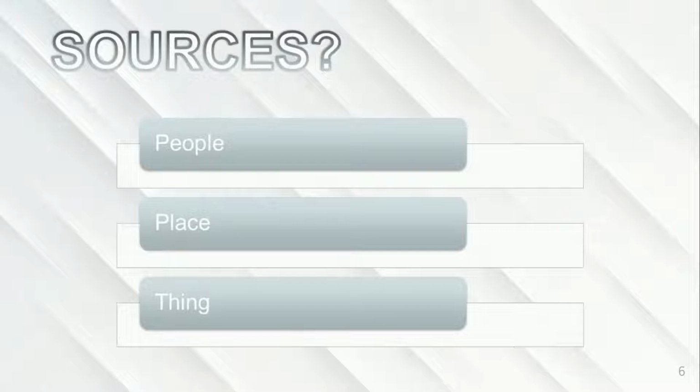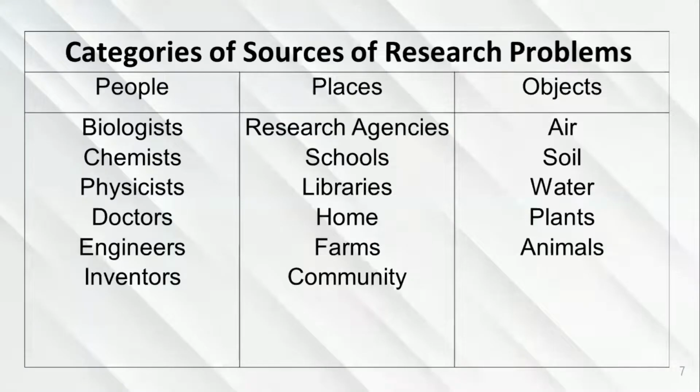It would be useful to speak to scientists, researchers, or teachers by meeting them at their workplaces. You can also surf the internet for potential research problems. Example of people as problem source are some medical doctors, educators, engineers, or scientists. Or you could look for a problem on a certain place, such as farm, school, library, or community. Things around you could also be a source of a problem: water, air, soil, or plants.